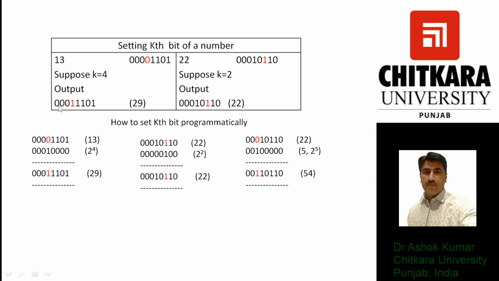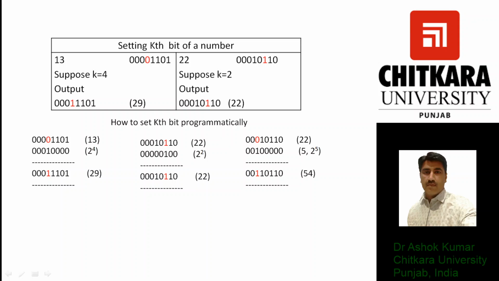So it will change to 0001101. So this number is equivalent to 29 in decimal. So if you input 13, you will get 29 as an output.